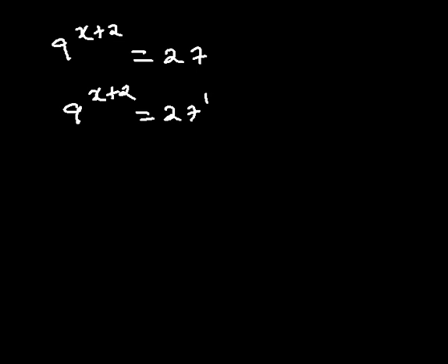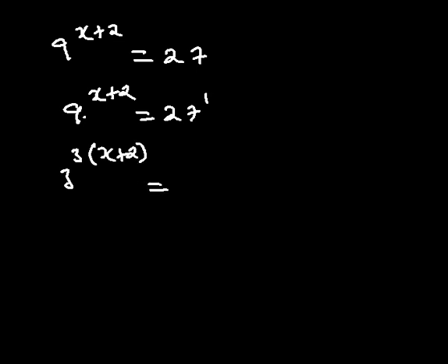In this case, we cannot express 27 to have base 9, but the best we can do is express 9 to have base 3, and 27 can also be expressed to have base 3. So, 9 is the same as 3 to the power 2, raised to the power x plus 2, equal to 27.